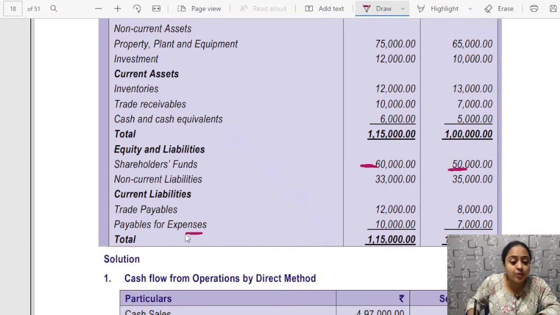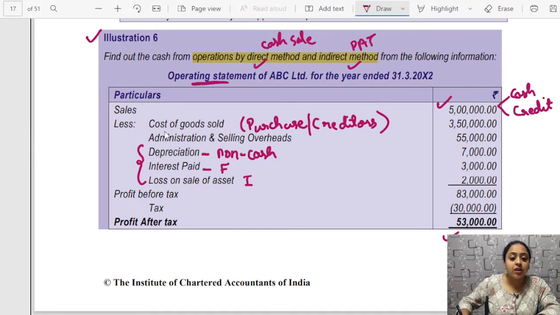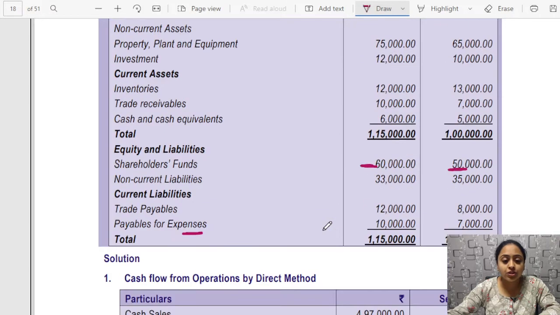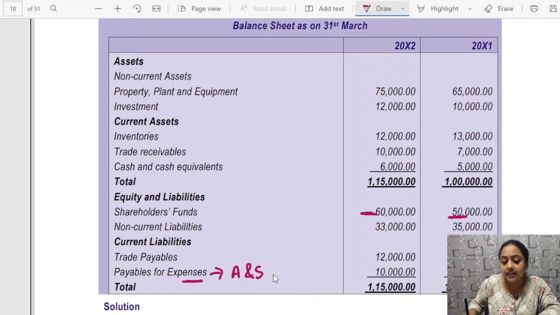See expenses, which expenses? What are the expenses above? It might be related to these expenses. Let's see. Okay, the solution has come in. These expenses are more related to administration and selling overheads.